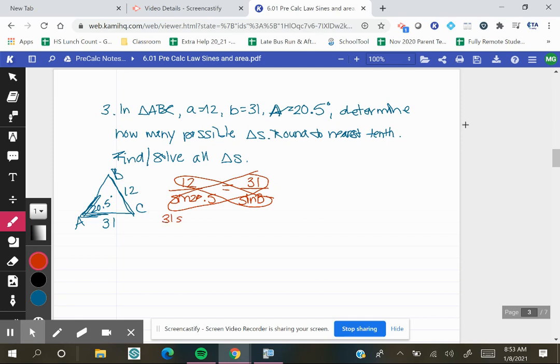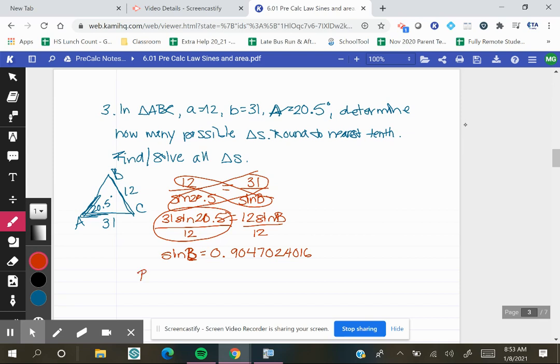So now I'm looking for angle B, and I'm going to cross multiply. So I get 31 times the sine of 20.5 equals 12 times the sine of angle B. Divide both sides by 12 and type this whole side into your calculator. Pause the video, go ahead and do that right now. All right, so you should have gotten 0.90470240016.